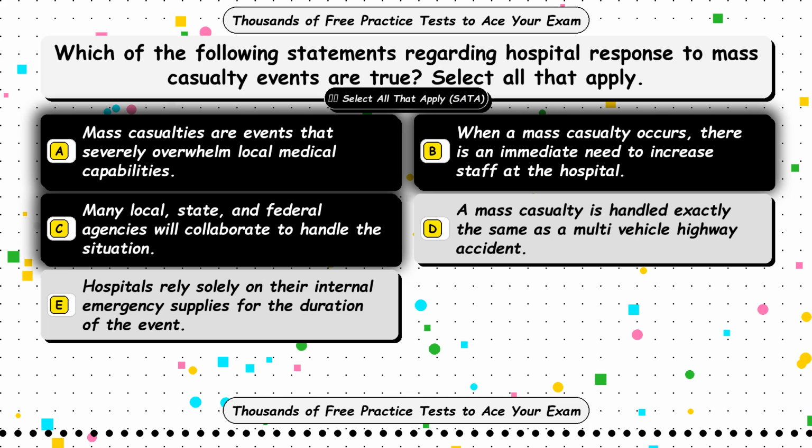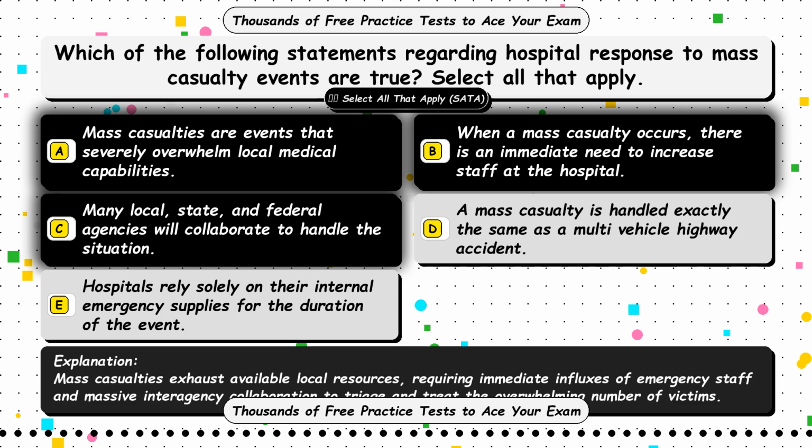The correct answers are options A and B and C. Mass casualties are events that severely overwhelm local medical capabilities. When a mass casualty occurs, there is an immediate need to increase staff at the hospital. Many local, state, and federal agencies will collaborate to handle the situation. Mass casualties exhaust available local resources, requiring immediate influxes of emergency staff and massive interagency collaboration to triage and treat the overwhelming number of victims.